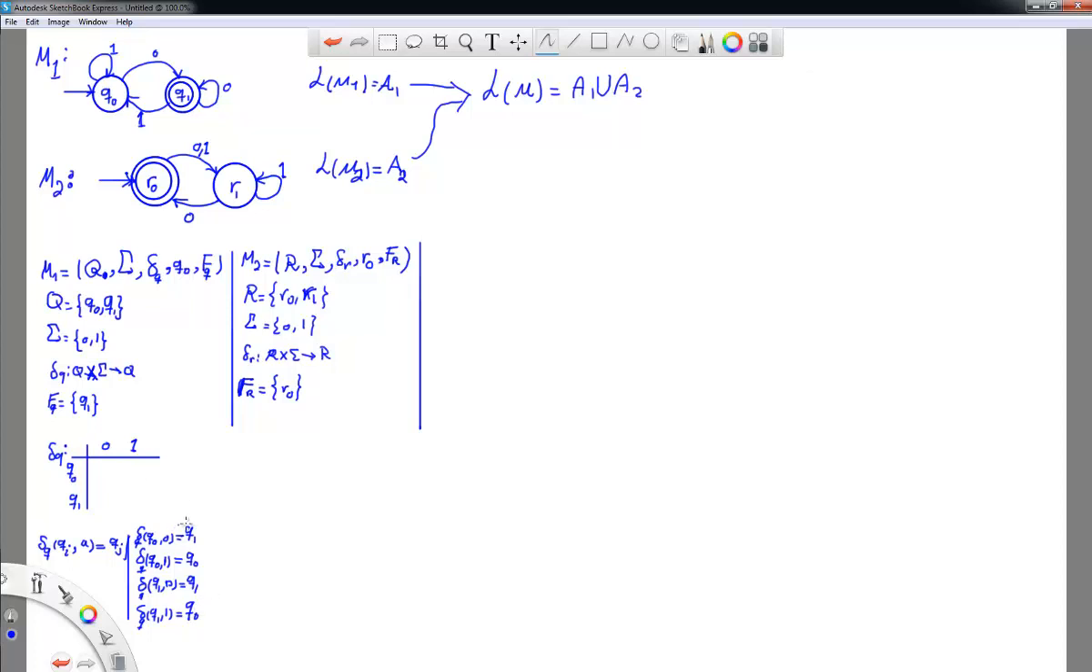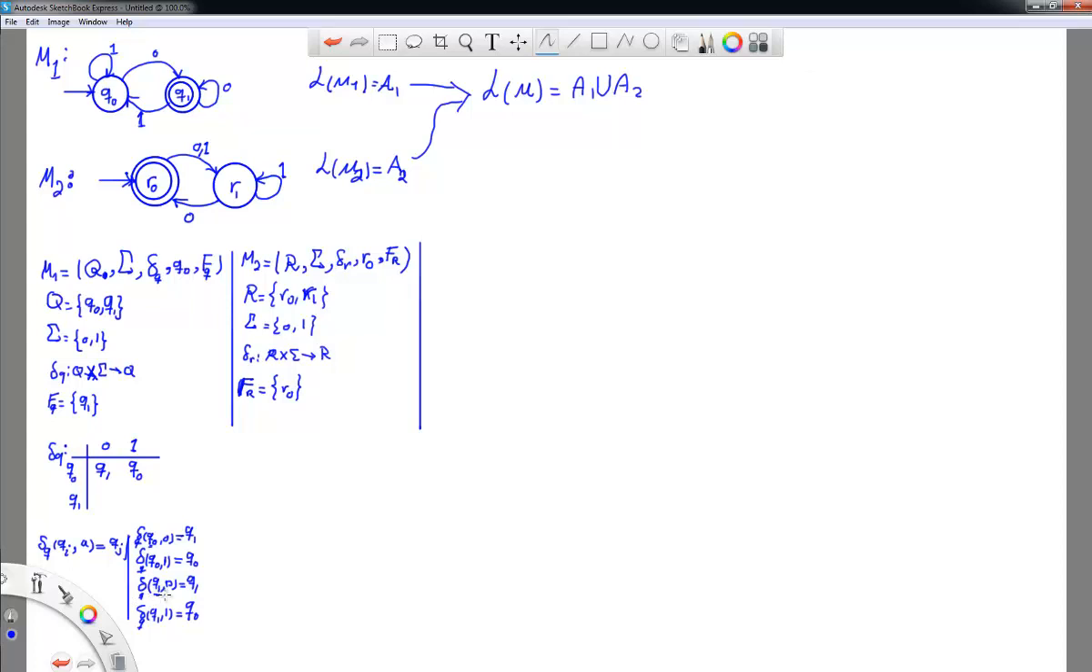Okay, so then delta q sub 0 and 0 is this element here. So this is going to be q sub 1. And delta q sub 0 and 1 is this element here. So this is going to be q sub 1. Or q sub 0, just that guy.